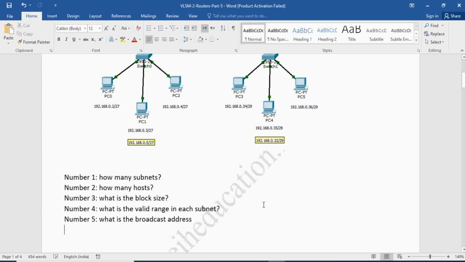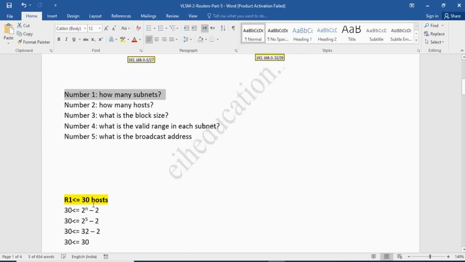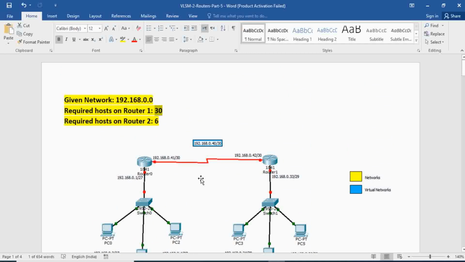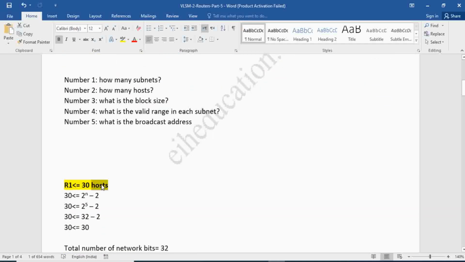Now answer each question. Let's start with the first question, how many subnets? The formula is 2 raised to n minus 2. As per the client's request, he or she wants 30 hosts on router 1. So router 1 is smaller than or equal to 30 hosts. We want 30 or more than 30 hosts, but not less than 30 hosts. So 30 is smaller than or equal to 2 raised to n minus 2. Here we have to find the value of n.